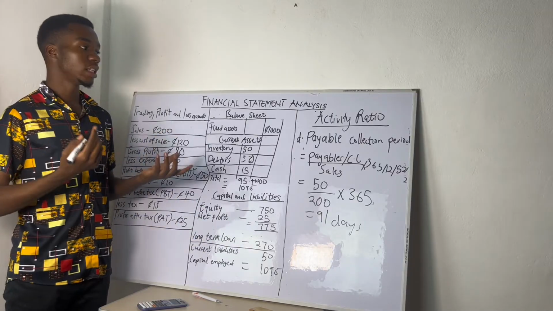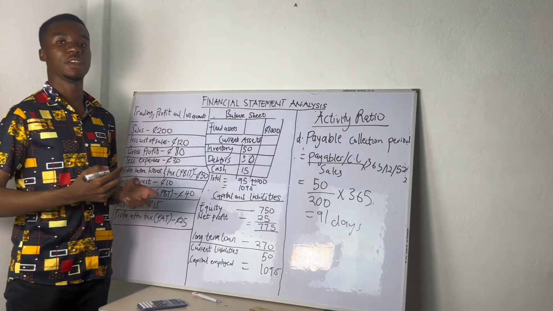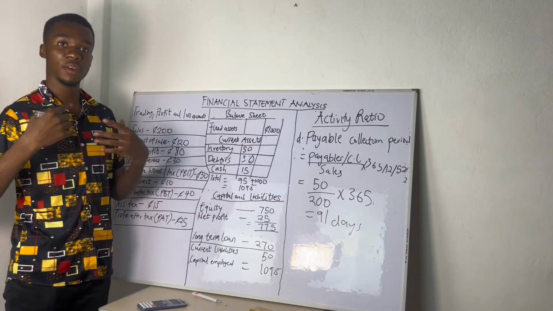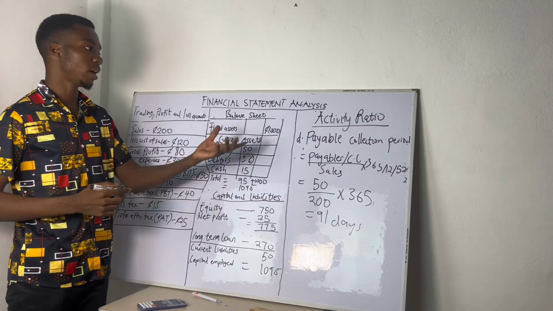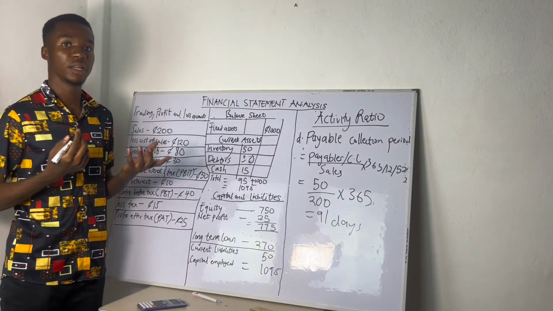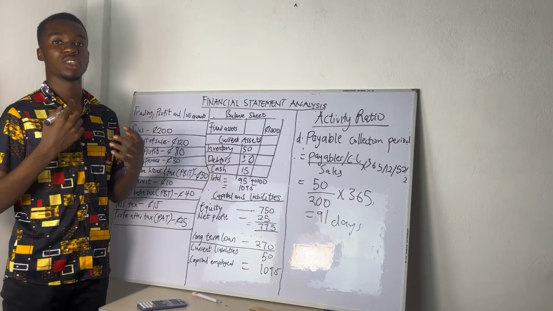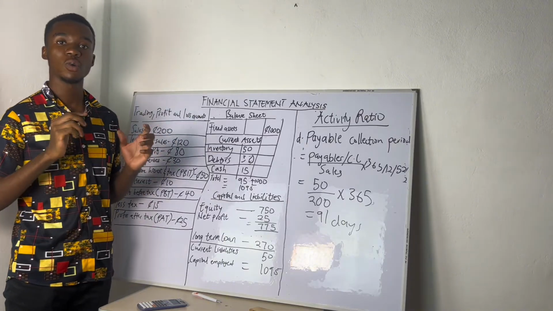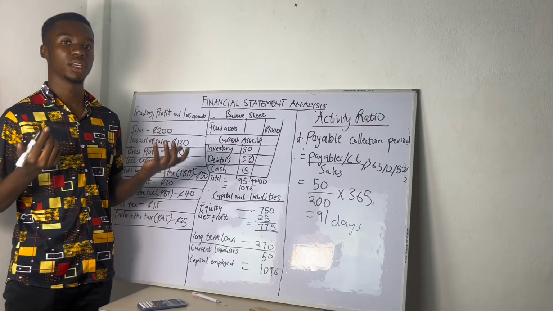You get it? So yes, we use the payable collection period and the receivable collection period to see if the company is actually doing well, to see if the receivable period is always shorter than the payable period. If the payable collection period is longer, then it means there's a problem. There's not going to be enough cash flow. So as a company, you're always supposed to make sure that your receivable collection period is always shorter than your payable collection period. Yes, that's it.